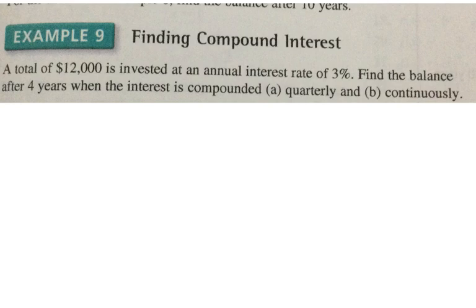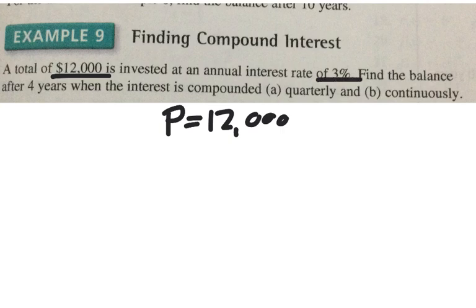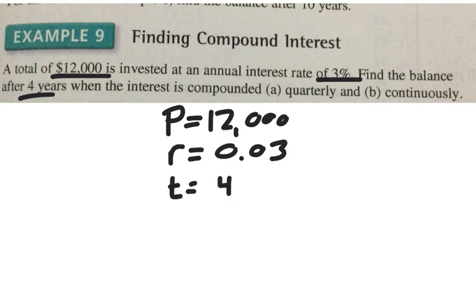So we have two problems here. One of them is compounded quarterly, the other compounded continuously. So let's set up the variables that we know are the same every time. Since $12,000 is invested, that is my principal amount. 3% is my rate. The time is 4 years. And then here, if I'm compounding it quarterly, in that problem, my n's going to be 4.